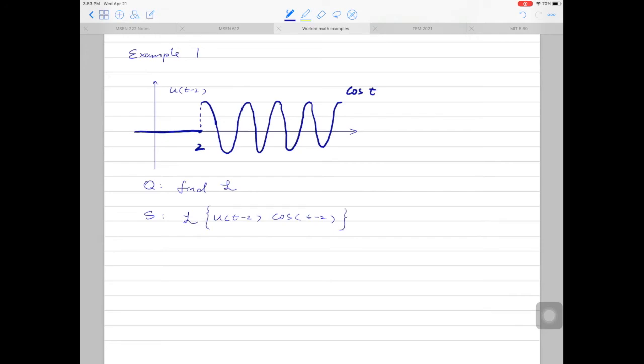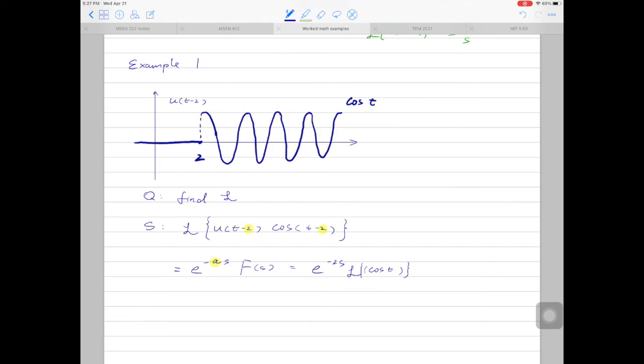Now we're ready to do t-shift in the Laplace transform. What we have is e to the power of minus as, where a is equal to 2. Then we have e to the power of minus 2s. Then capital F(s) is just the Laplace transform of cosine t. This is the cosine before the t-shift. The rest is easy. We know from the Laplace transform table, the Laplace transform of cosine t is simply s over s squared plus 1. And you can easily get the final solution.